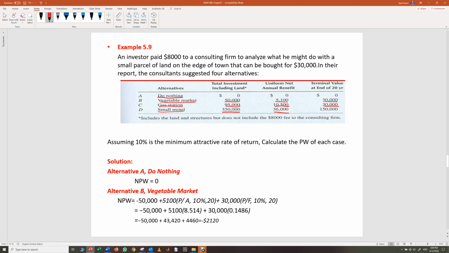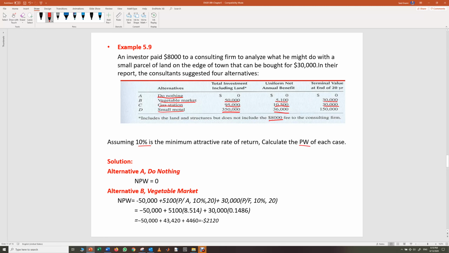And D, a small motel, we construct a small motel. The total investment is $350,000, uniform net annual benefit $36,000, and terminal value is $150,000. This includes the land and structure but does not include the $8,000 fee for the consulting firm. Assuming 10% interest as the minimum attractive rate of return, calculate the present worth of each case.